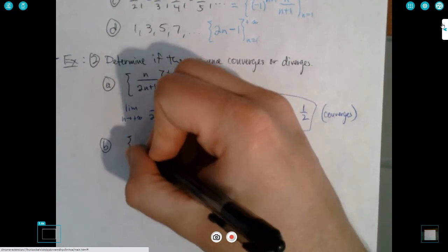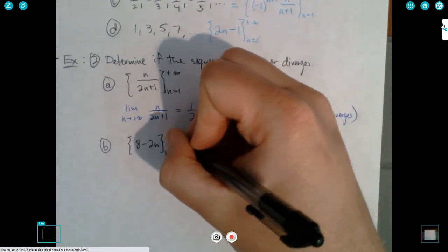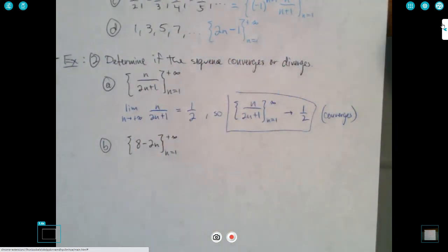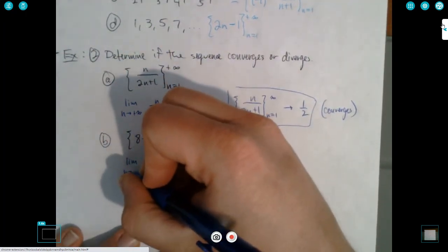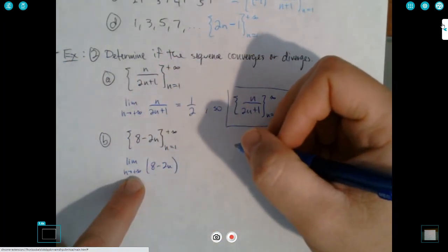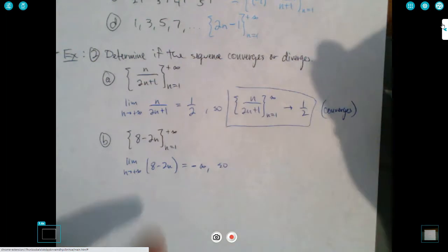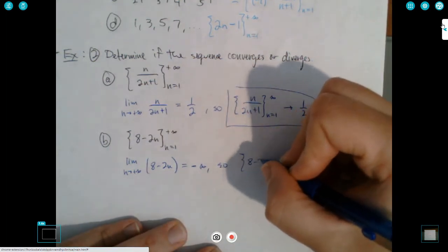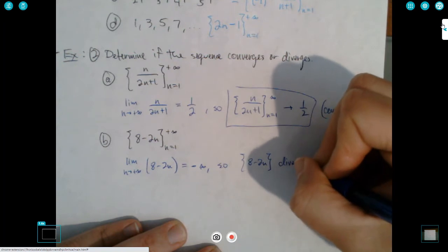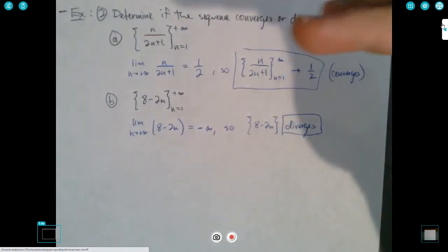Let's do the sequence 8 minus 2n from n equals 1 to positive infinity. Well, the limit as n goes to positive infinity of 8 minus 2n. If you plug in bigger and bigger numbers, this is going to go to negative infinity. So 8 minus 2n diverges. Hopefully that makes some sense; you're just going to be calculating limits. Here's another one.